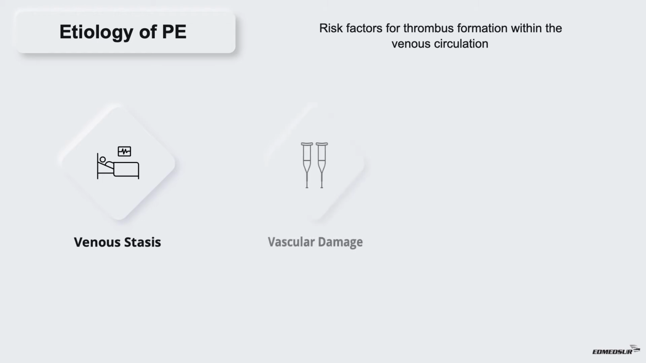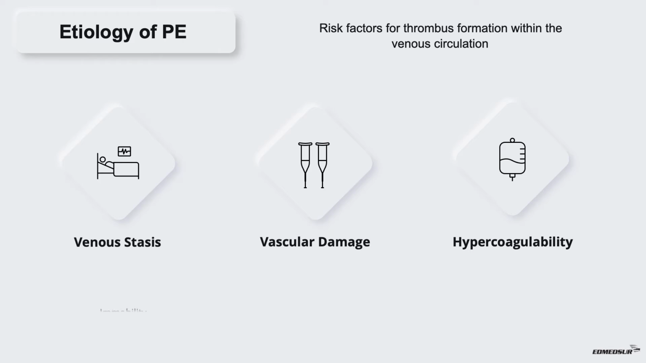Etiology of pulmonary embolism. The risk factors for pulmonary embolism are the risk factors for thrombus formation within the venous circulation. That is, venous stasis, injury to the vessel wall, and hypercoagulability.